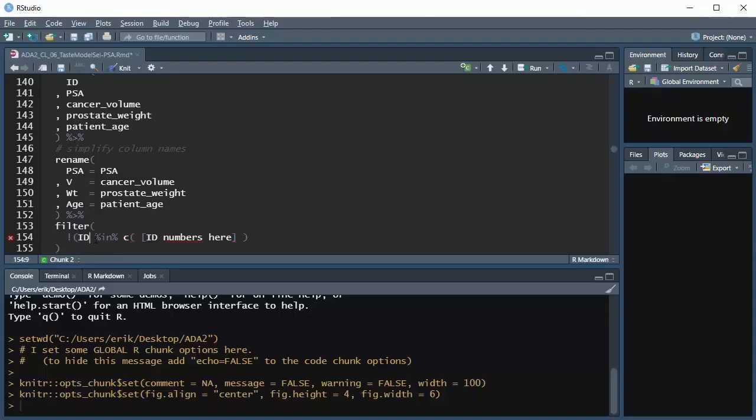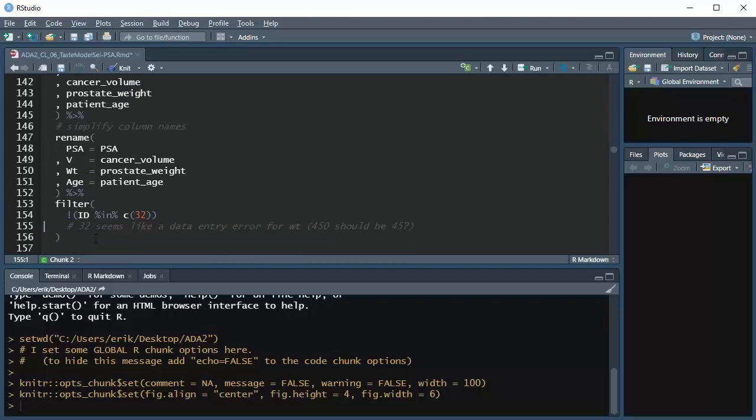Okay, so whenever ID is in 32, we're going to remove that. Looks like I had, there we go. And I'm going to make a couple notes. Why am I removing 32? 32 seems like a data entry error for weight. Maybe 450 should be 45, for example. So I'm providing some explanation for that so that when I come back to this later, I will have a record of what my thinking was.